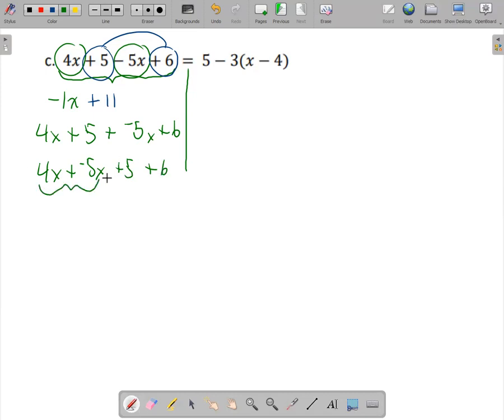Now that I have them next to each other, I can see 4x lose 5x's is a negative 1x, 5 and 6 is 11. So we're not doing any kind of opposites yet from one side to the other. We're just making sure each side is as simple as possible.